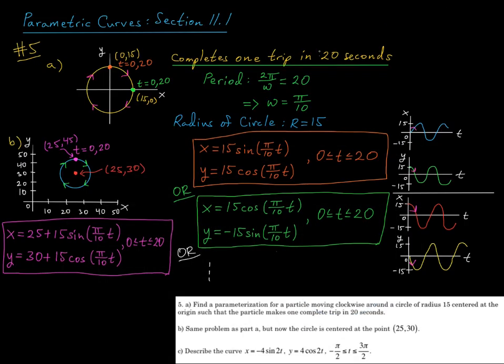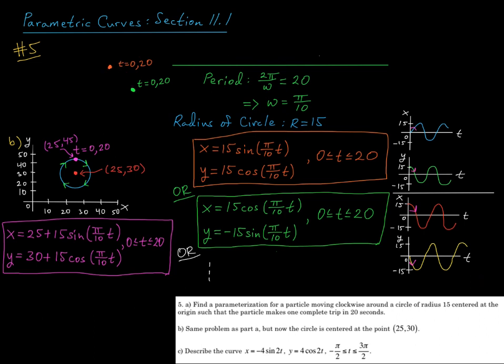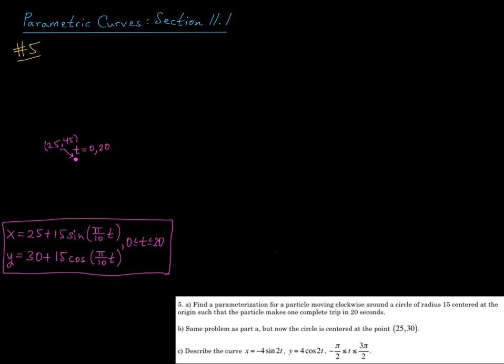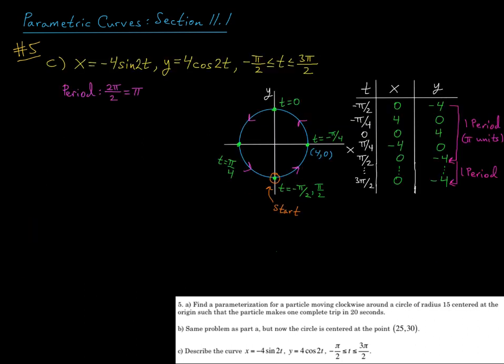So it works. Great. All right, and then for part C, it says describe the curve x is equal to -4 sine of 2t and y is 4 times the cosine of 2t. And here t varies over the interval from -pi/2 to 3pi/2. All right, so I need some space for part C.